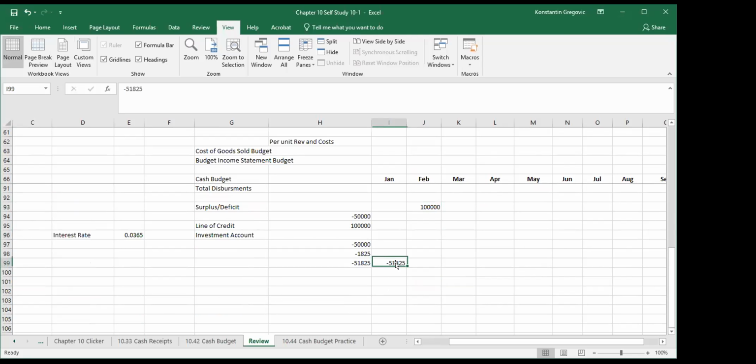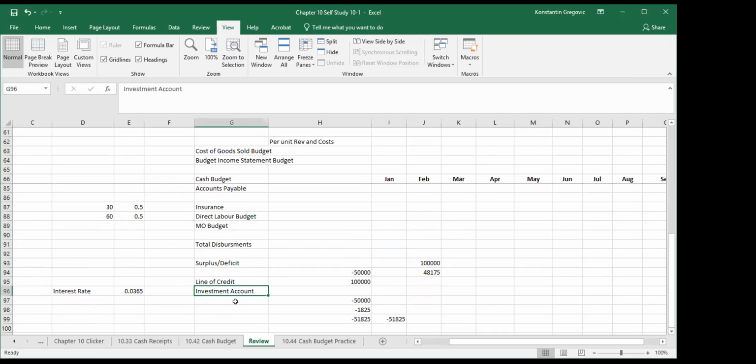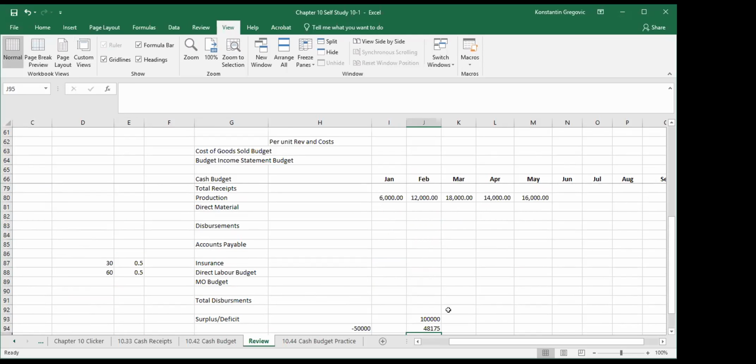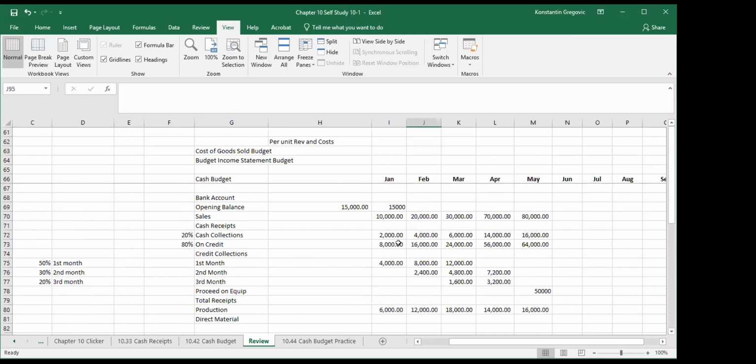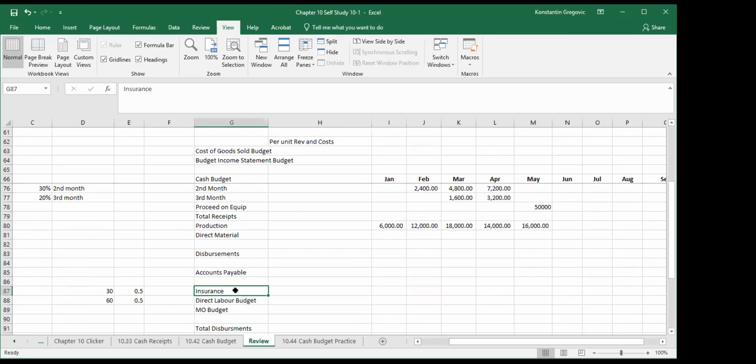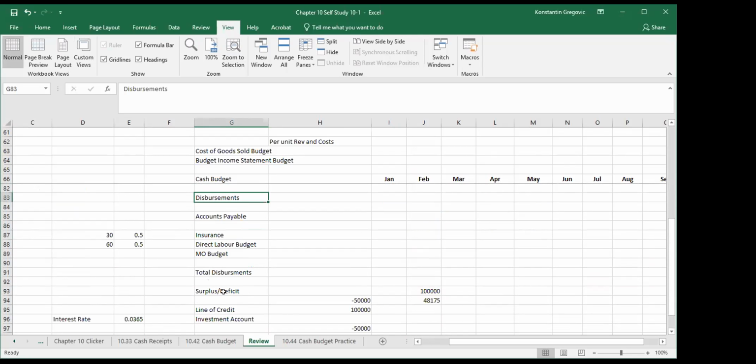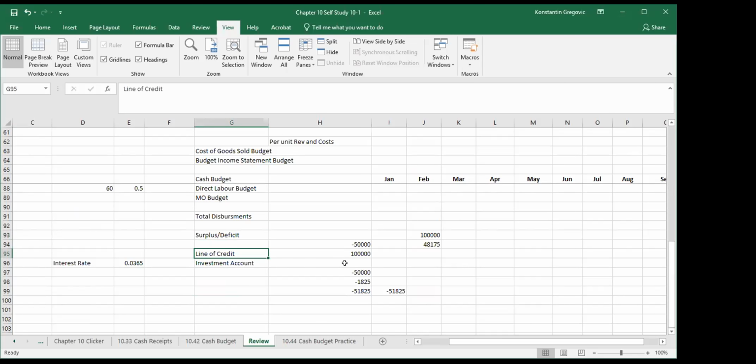So if I got a surplus, I can pay off my line of credit. So if I got this plus this, now I'm in a surplus, 48,000. And now let's say my investment, I'm going to put that in my investment account and then calculate positive interest on that. So that's the purpose of the budget. The main purpose: your receipts, your disbursements, surplus or deficit, and if you have a line of credit, you adjust accordingly.